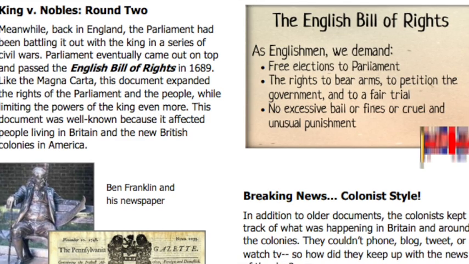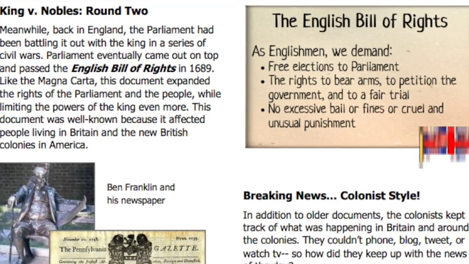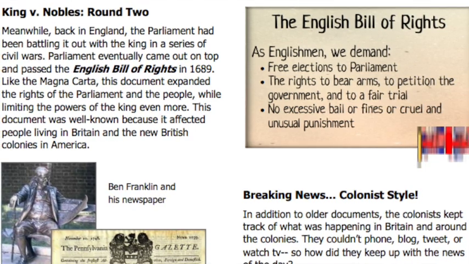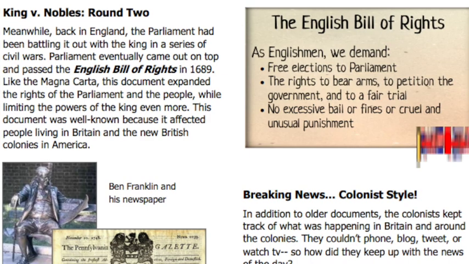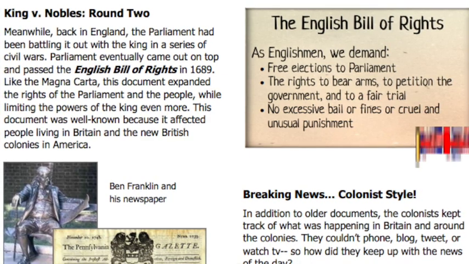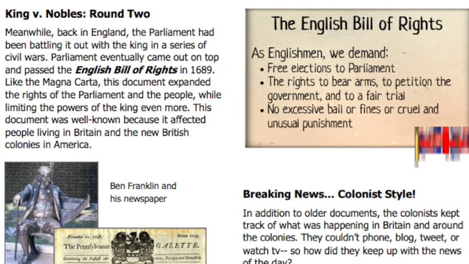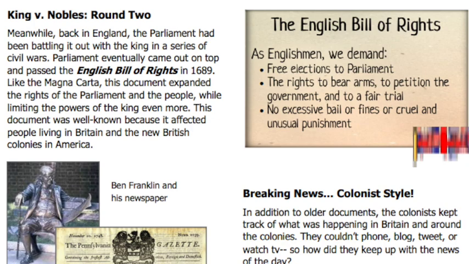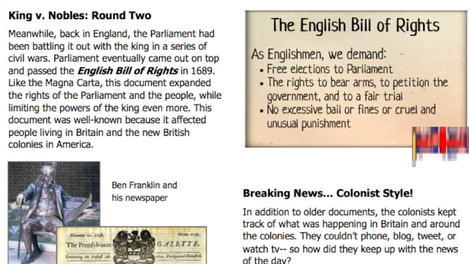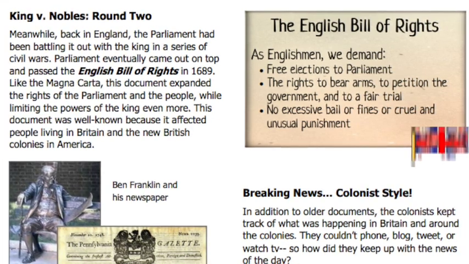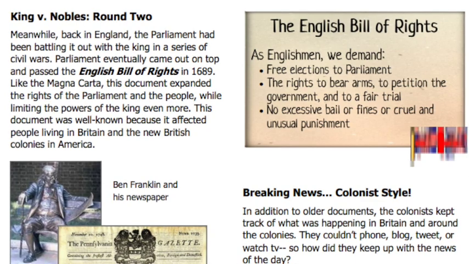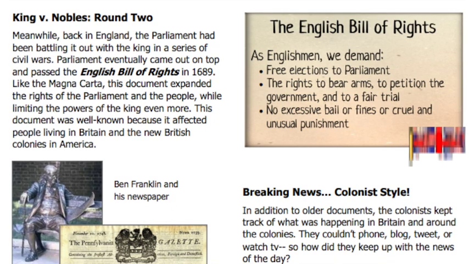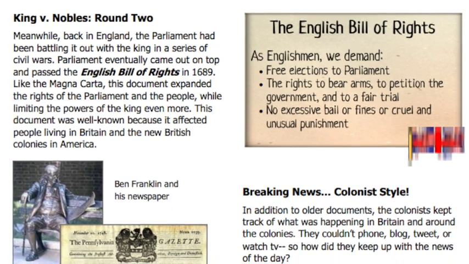If you look over here on the right, it gives you a couple of pieces, an excerpt of the English Bill of Rights. The Englishmen demand free elections to Parliament, so they want to be able to vote for their own people. The right to bear arms, which means the right to have weapons to protect themselves from the king. To petition the government, so if you want something changed, to be able to fill out a petition and send it in, and fair trial. No excessive bail or fines or cruel and unusual punishment. So these are the rights that every Englishman has that the king cannot violate, which also means not just the British people in England, but the British people living in America at the time also had these basic rights.